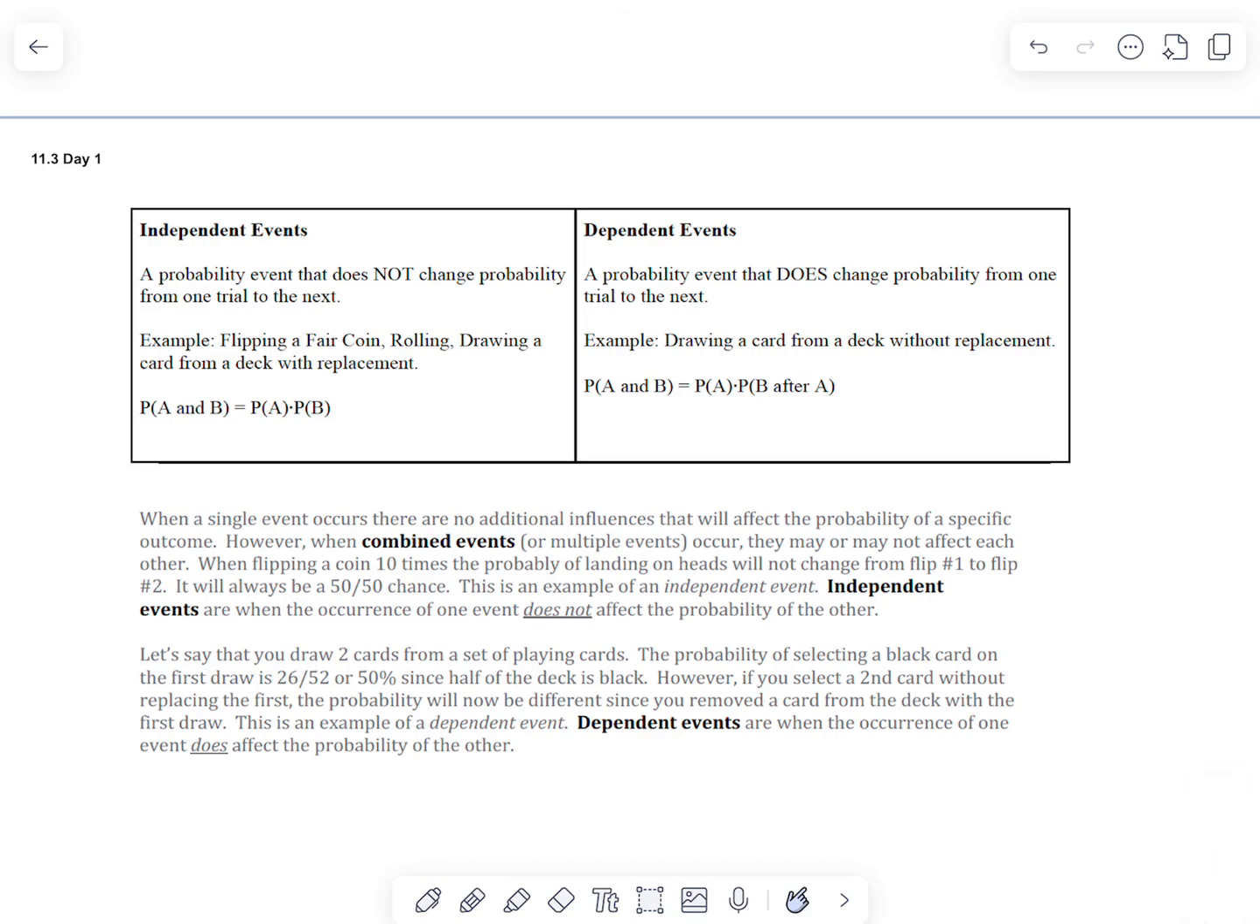In the box here, it describes independent and dependent events. A probability event that does not change probability from one trial to the next is called an independent event. For example, flipping a fair coin, rolling a die, drawing a card from a deck with replacement. So I just want to highlight that, with replacement.